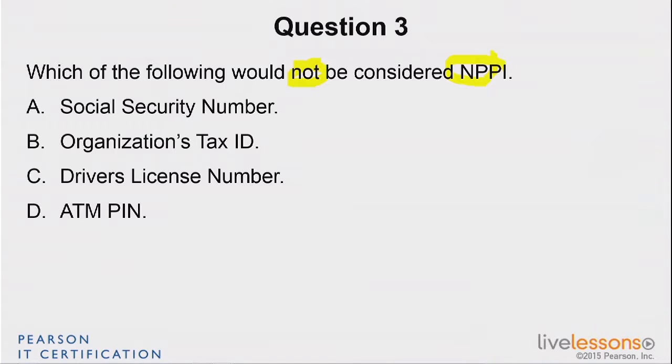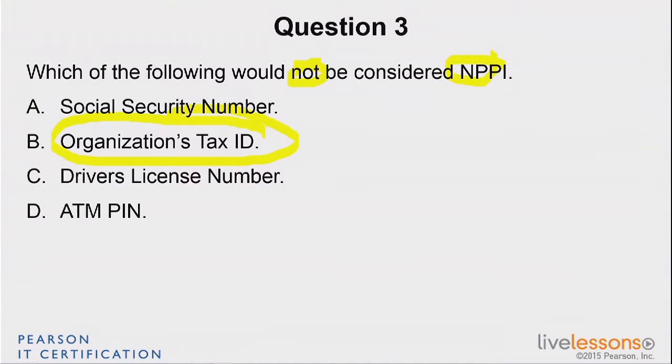Individuals have driver's licenses. That would be NPPI. An ATM PIN, well, in most cases, a PIN or a password belongs to an individual. So that would be NPPI. But an organization's tax ID number does not belong to an individual. It belongs to an organization. And so it is not personal or not personally identifiable, so that would be outside of the realm of NPPI.